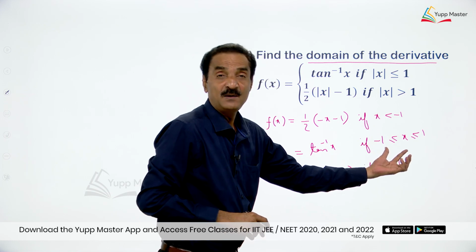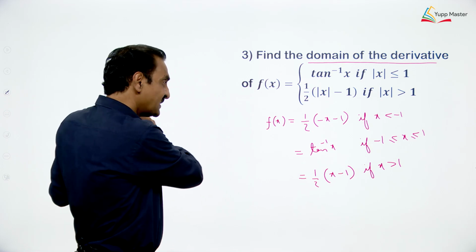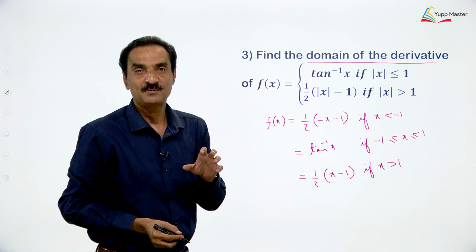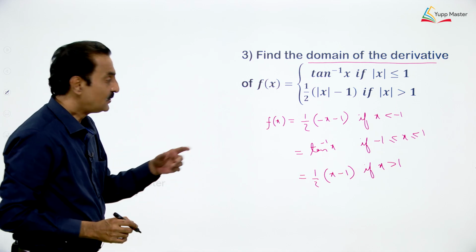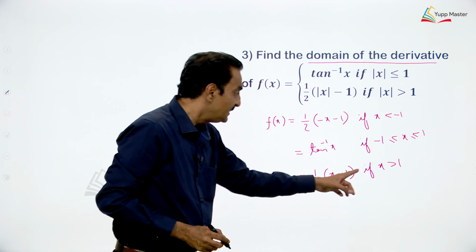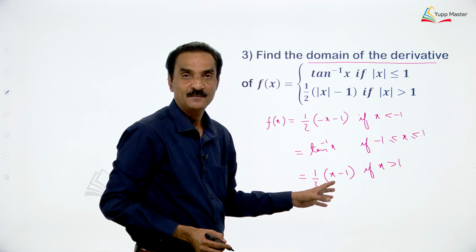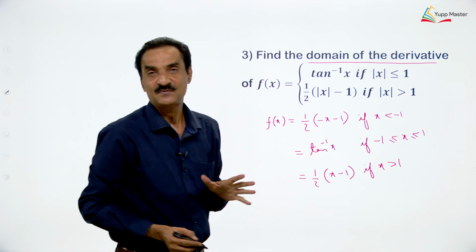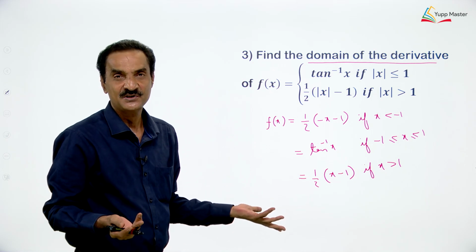Next, in the interval minus 1 to plus 1, tan inverse x is differentiable because the graph of tan inverse x will be a smooth curve. Whenever the graph is a smooth curve, the function is differentiable. So, the graph of tan inverse x will be like this. So, it is differentiable in the interval minus 1 to 1. If x is greater than 1, again it is a linear function, differentiable. So, we need to check the differentiability at minus 1 and plus 1 where the definition is changing. At the remaining points, it is differentiable by observation.